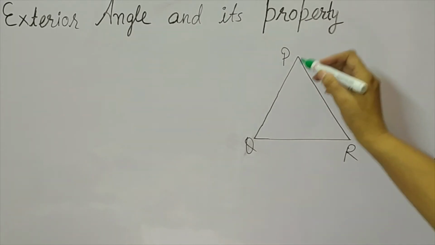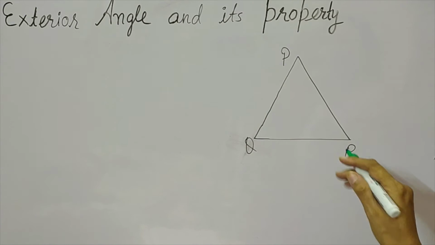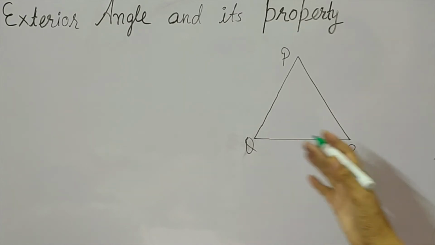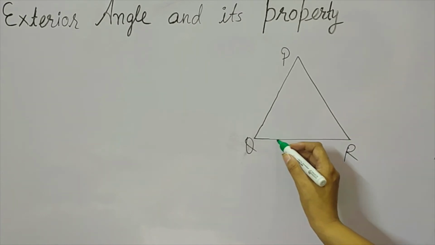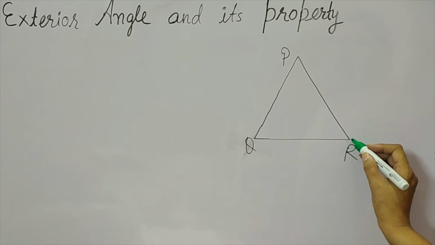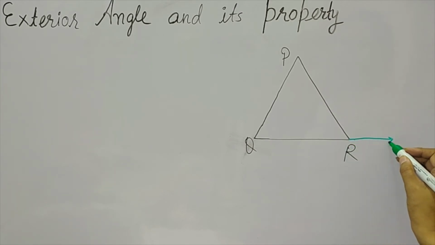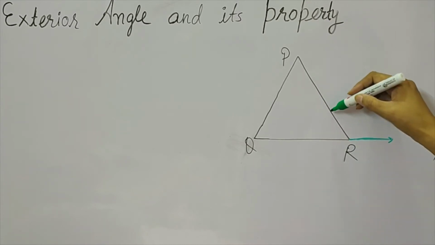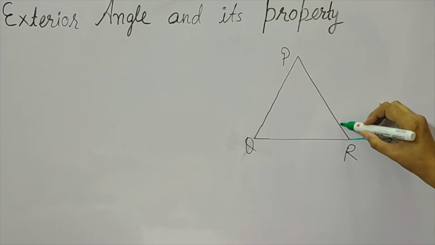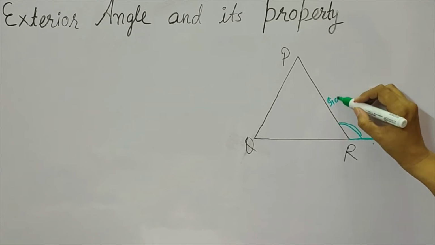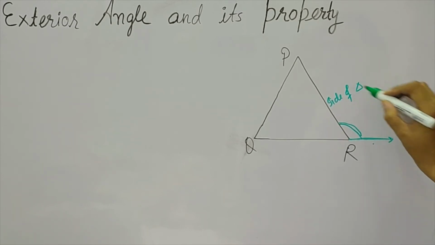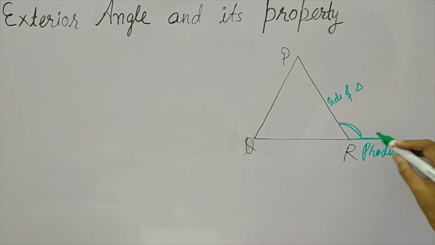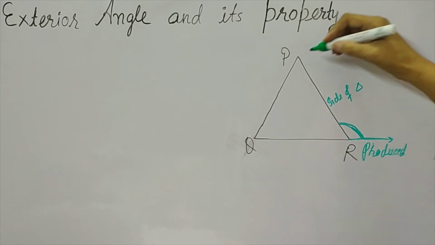So in any given triangle, if we produce any of the sides in any direction, for suppose we produce this QR in this direction, okay? So one is the produced side and another is the side of the triangle. The angle between these two sides, one should be a side of the triangle and one should be the produced one, this angle is said to be the exterior angle for the triangle. You can see the same procedure on another vertex also.